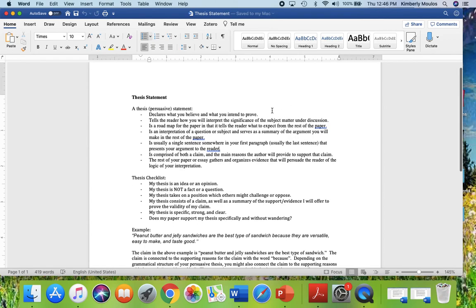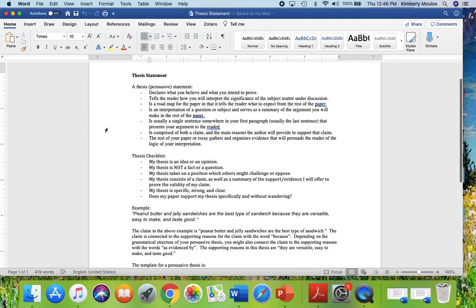The first section of this handout just describes what a thesis statement is. It declares what you believe and what you intend to prove. It tells the reader how you will interpret the significance of the subject matter under discussion. It is a roadmap for the paper, and it tells the reader what to expect from the rest of the paper. It is an interpretation of a question or subject and serves as a summary of the argument you will make in the rest of the paper.